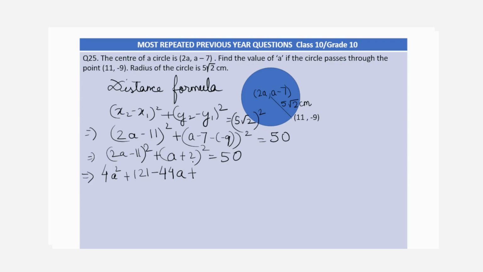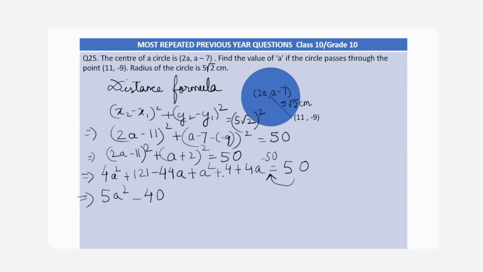Now here we will use the formula of (a plus b) square. So it will be a square plus b square plus 2ab. So here it will be a square plus 4 plus 4a equal to 50. Now like terms we can add them up. 4a square plus a square is 5a square, minus 44a plus 4a will be minus 40a, and this 121 plus 4 is 125. Now if I take this 50 to this side, it will become minus 50 here.